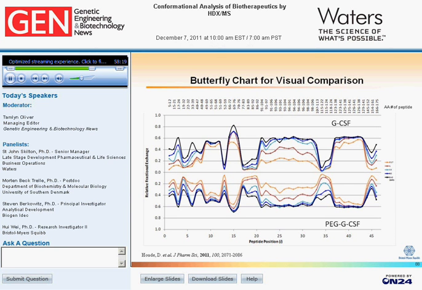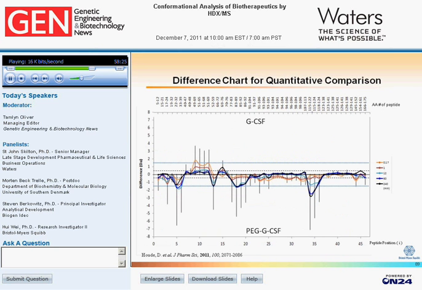For a more quantitative comparison, a difference chart was created from the difference of the deuterium uptake between the two proteins as shown in this slide. The x-axis is the same as the one in the butterfly chart, and the y-axis represents the difference in the HDX level in delta between the two proteins. Each vertical bar in the chart represents the summed difference of all time course for a corresponding peptide.